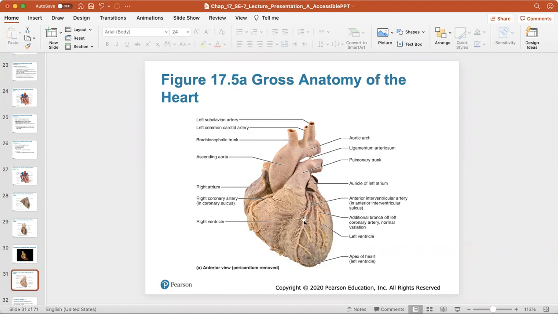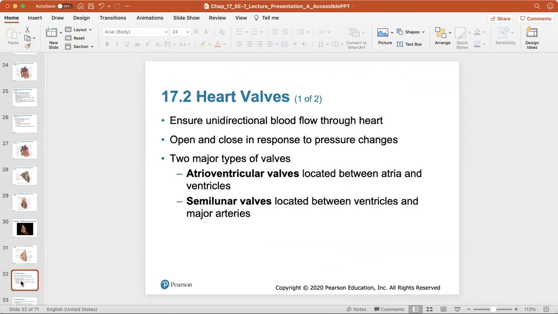So in heart attacks, one of these arteries will get blocked, usually due to atherosclerosis or a buildup of plaque. And when that happens, it can damage the tissue around the heart because it's not getting oxygen, and that's what causes a myocardial infarction or a heart attack.